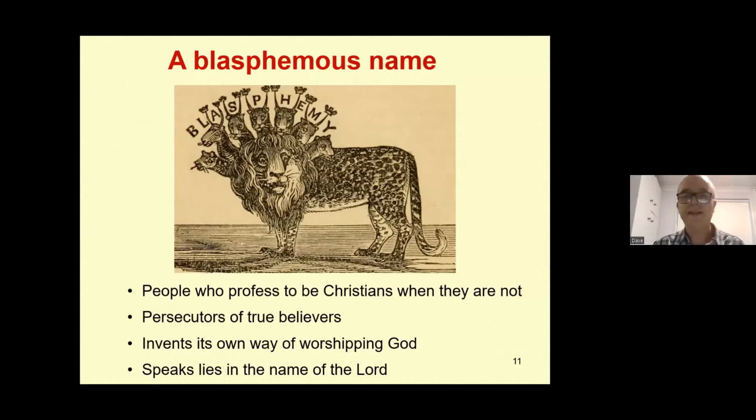There are several places in the Old Testament, particularly, that demonstrate what blasphemy is. We're not going to go through those, but I've got them summarized here on the slide. Blasphemy would be when people profess to be Christians when they are not. Blasphemous people are persecutors of true believers. False religion or blasphemy invents its own way of worshipping God. And blasphemy is when you speak lies in the name of the Lord. And so there we have a blasphemous name.